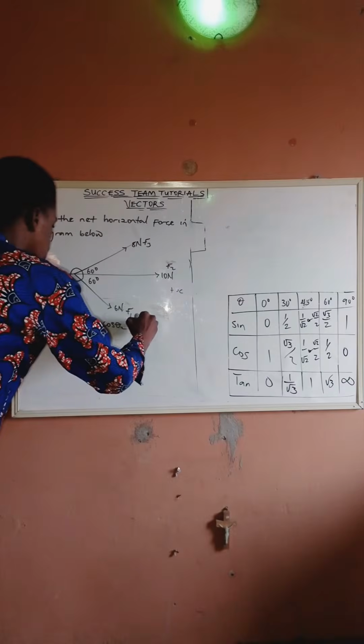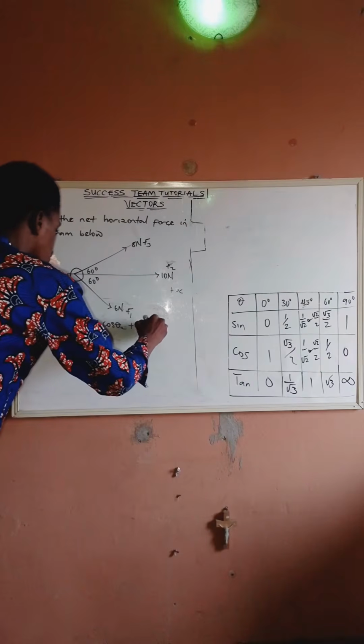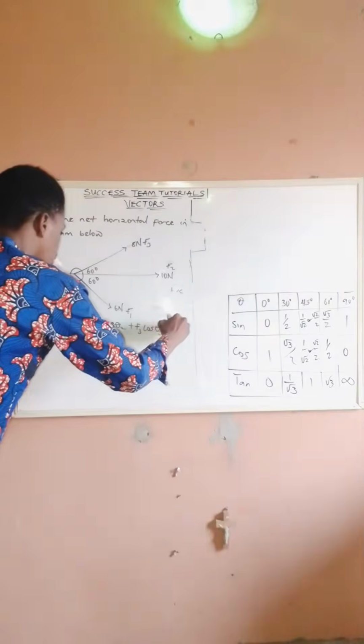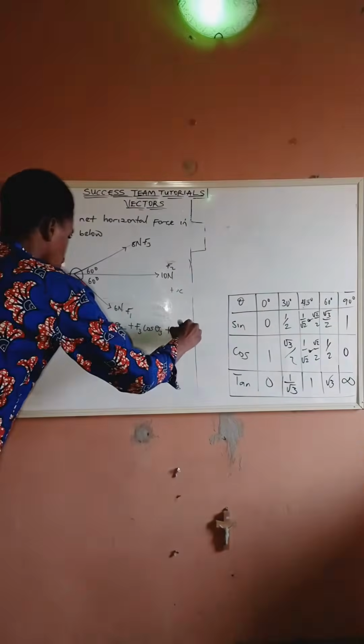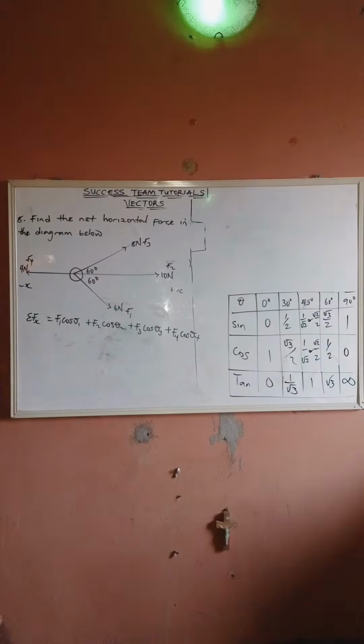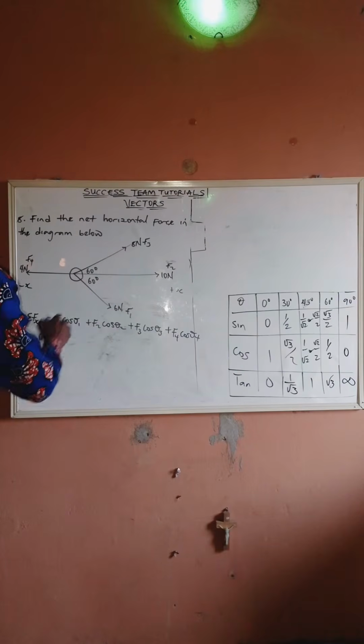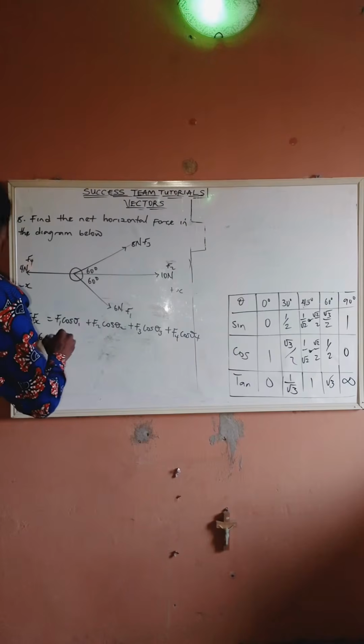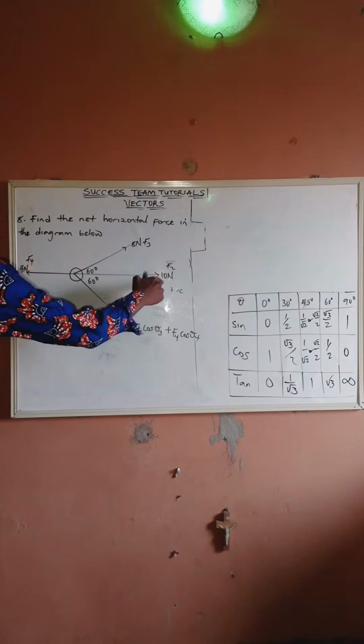How many cos? 1, 2, 3, 4, plus what? F3 cos theta 3 plus F4 cos theta 4. Right? As simple as that. So now let's solve. That's going to be equal to, what's our F1? F1 is 6. We have 6 cos 60 plus F2 is 10.